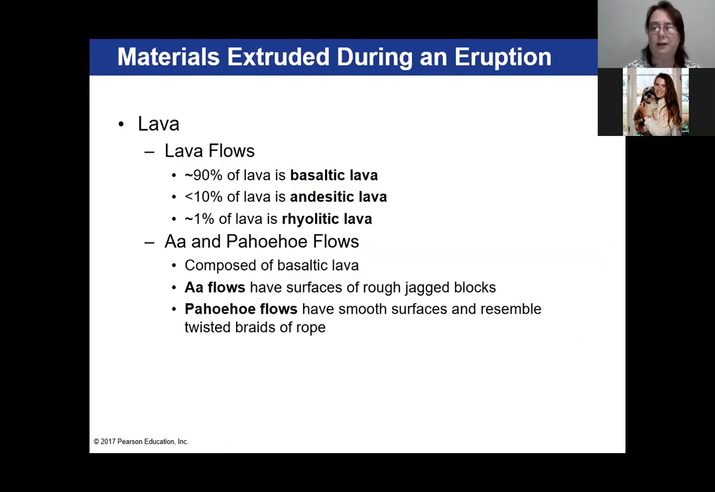Okay, most lava that is erupted is going to be basaltic lava, since most lava is produced in the ocean at the mid-ocean ridges. That's going to be basaltic lava. Then andesite is a lot less common, and then rhyolite is even less common.